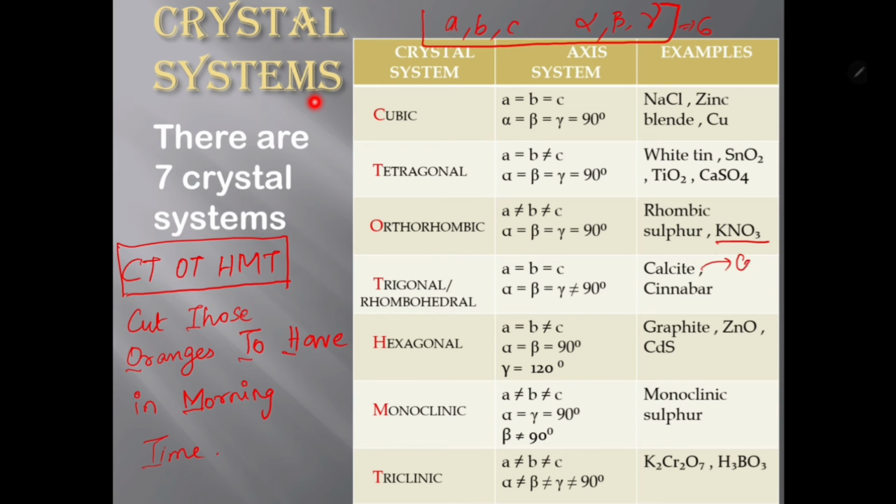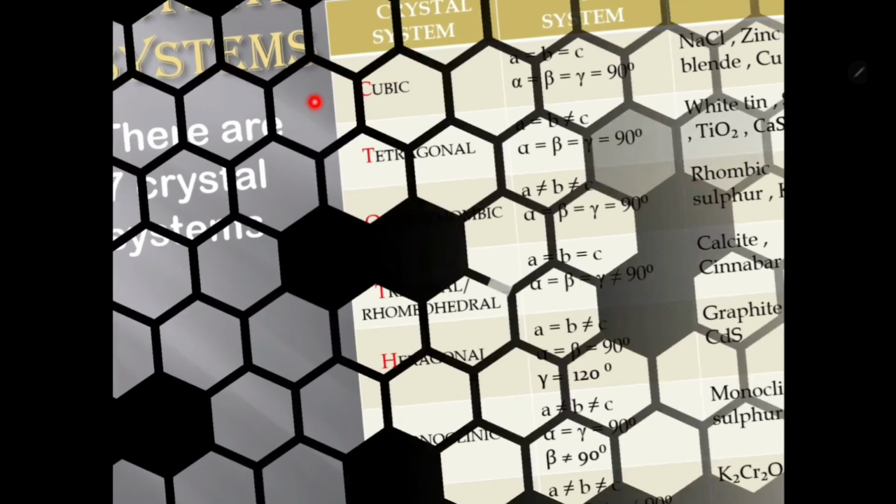Calcite is nothing but calcium carbonate. Cinnabar is mercury sulfide. For hexagonal, the examples are graphite, zinc oxide, cadmium sulfide. Monoclinic is monoclinic sulfur. Coming to triclinic, boric acid as well as potassium chromate are the examples of triclinic. So yes, we are done with this table.